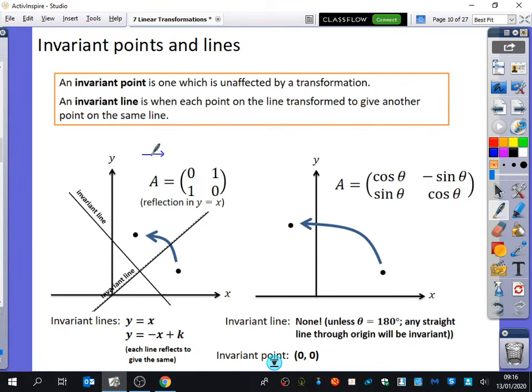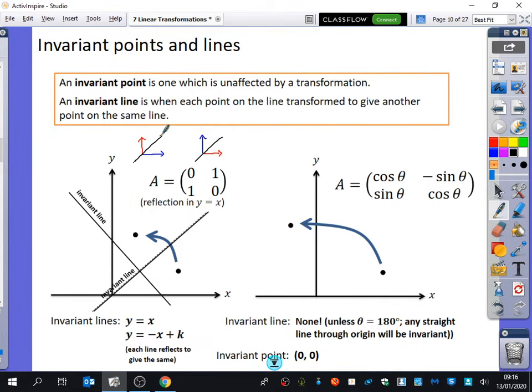So this is what i hat was previously, but now we've got it as 0, 1, so it's now become like that. And obviously j hat is usually like this, but it's now become 1, 0. So it looks like that. So you can see that we've got a reflection in the line y equals x. I know it obviously tells us that on the page, but it's just good to remind us of this.